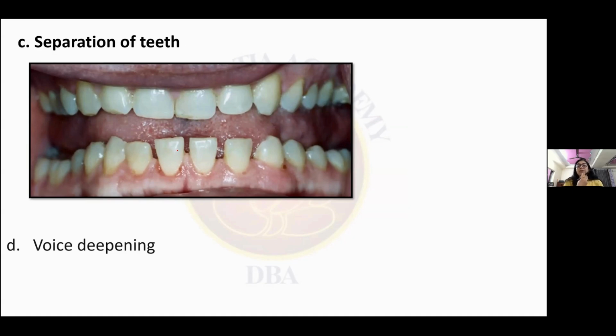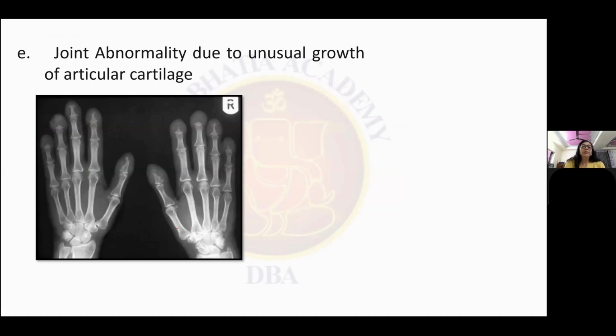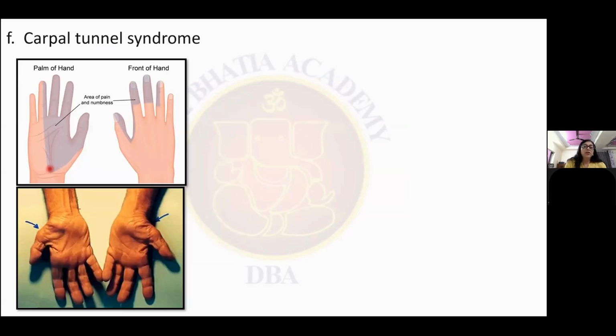Because the jaw is becoming enlarged laterally, the teeth become separated. So you will find that there is separation in between the teeth. There is deepening of the voice. The joint abnormalities are very evident because of the unusual growth of the articular cartilage. So because of the cartilage defects, the joint abnormalities are quite evident. Then because of the thickening of the soft tissue, there is carpal tunnel syndrome. So the retinaculum, which is holding all the tendons of the hand or the wrist together, becomes tight because of the soft tissue swelling, and there is carpal tunnel syndrome.